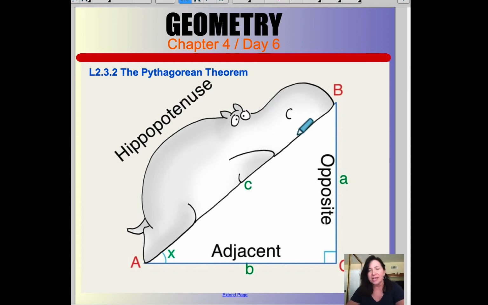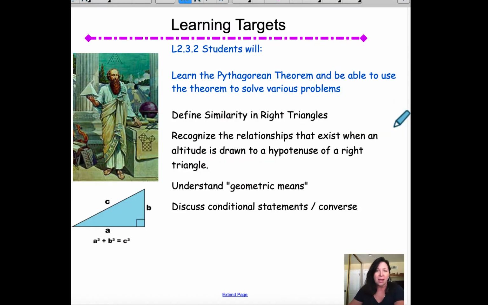Hi everyone, this lesson is for geometry students. This is chapter 4, day 6. We're going to be talking mostly about the Pythagorean Theorem, but a little bit of geometric means and special right triangles, as well as conditionals. So let's get started. Learning targets presented, and please read over those.